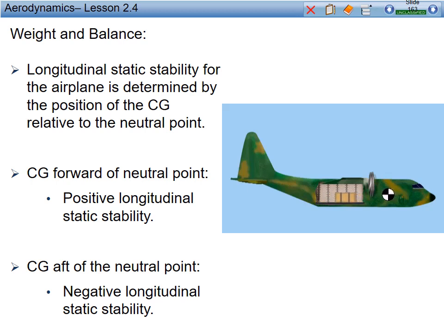Weight and balance. Longitudinal static stability of the airplane is determined by the position of the CG relative to the neutral point. If the CG is forward of the neutral point, positive longitudinal static stability exists. If the CG is aft of the neutral point, negative longitudinal static stability exists.